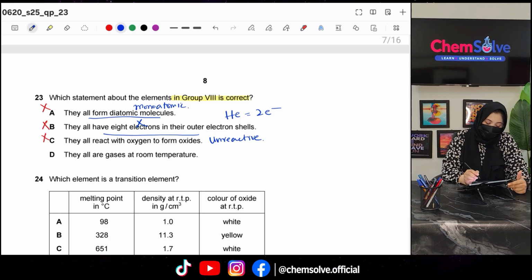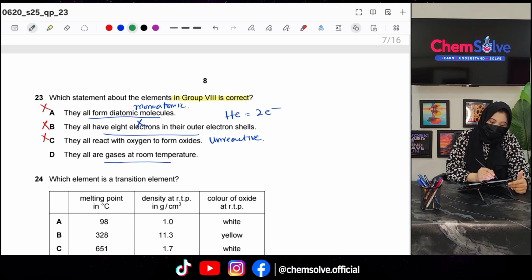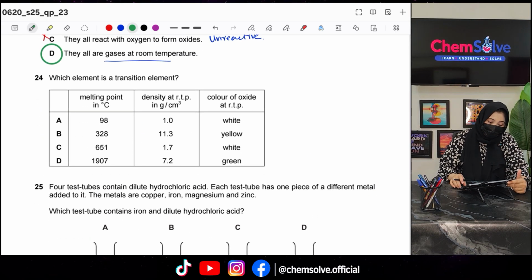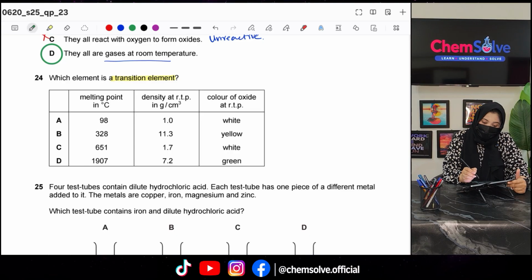So what would be the option for question number 23? They all are gases at room temperature. This option is the correct one. Now move towards question number 24. Which element is the transition element? So for transition elements, we have to look at their melting point, density, and color of the oxide.